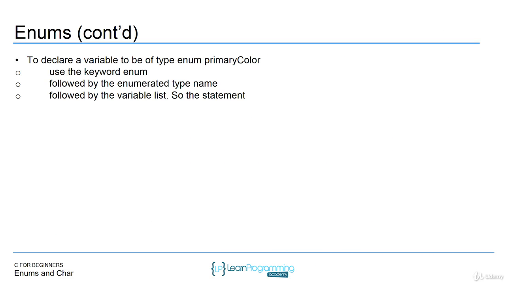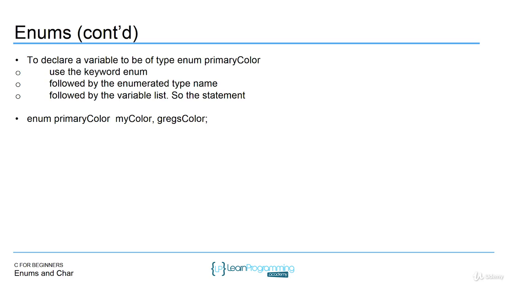After we've defined it, we can then declare a variable of this type, primaryColor. The way that we declare the variable is we still use the enum keyword. We then have the name of the enum that we specified when we defined it. And then at the very end, we follow that with a variable list. So here's an example: we use the enum keyword, then the name of the enum that we want to use, which is the one we just created, primaryColor, and then we just have names. So here we have two variables of type primaryColor, myColor and gregsColor.